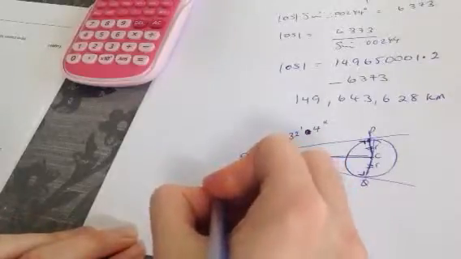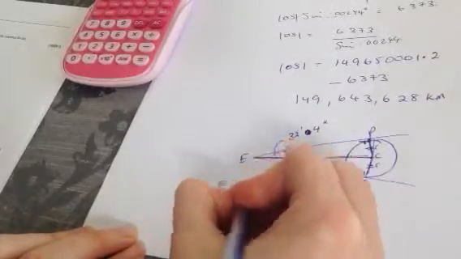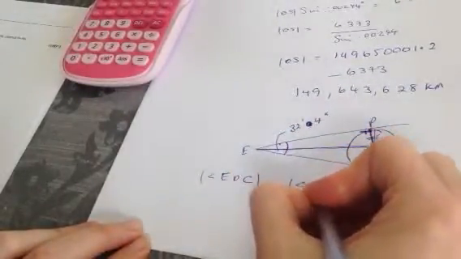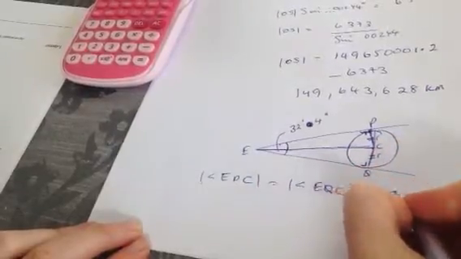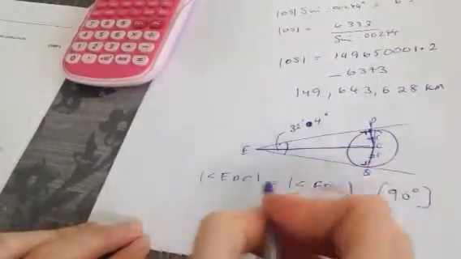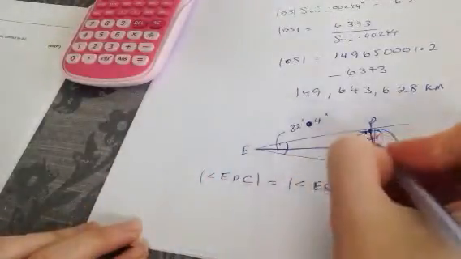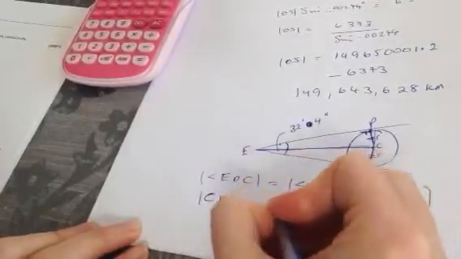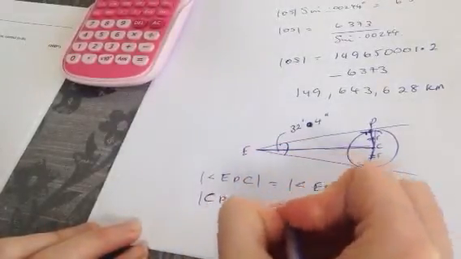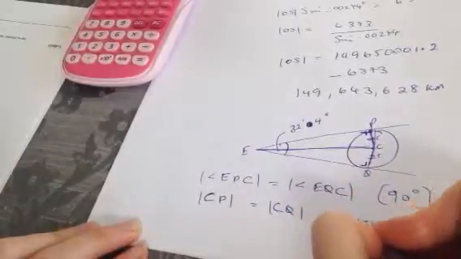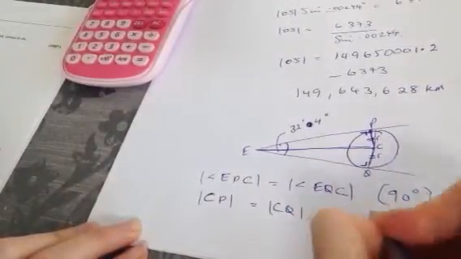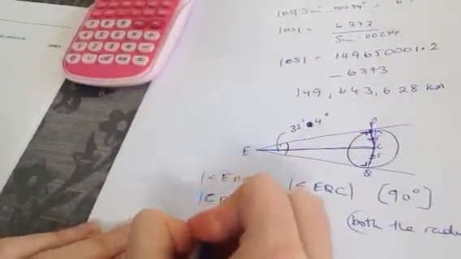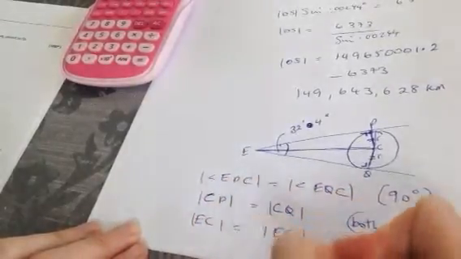So I have the angle EPC is equal to the angle EQC because they're both 90 degrees. Okay, every time I make a statement, I'm going to have to back myself up here. CP, the length of it, is equal to the length of CQ because they're both the radius. And this line here is common. EC is equal to EC, common line.